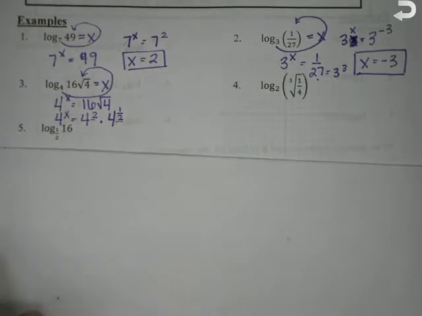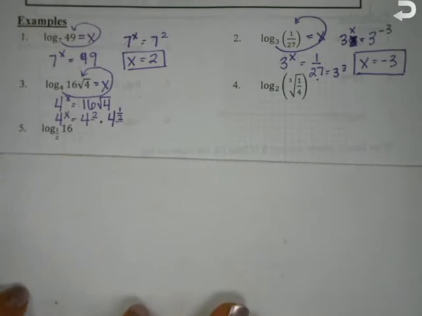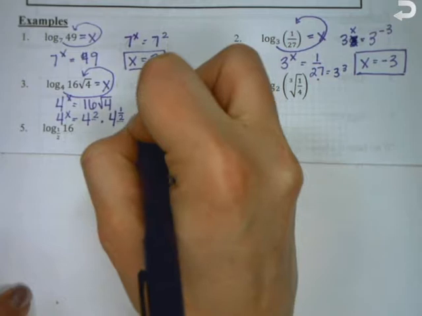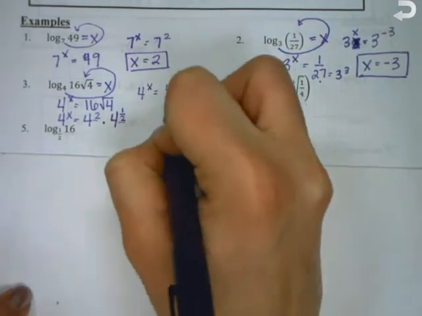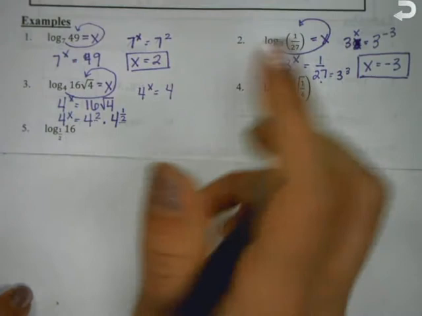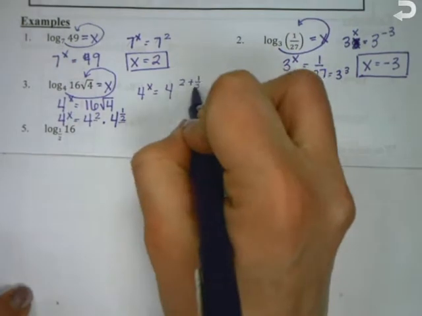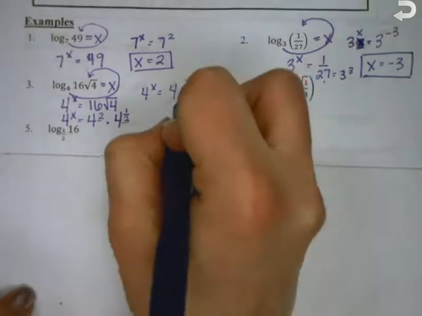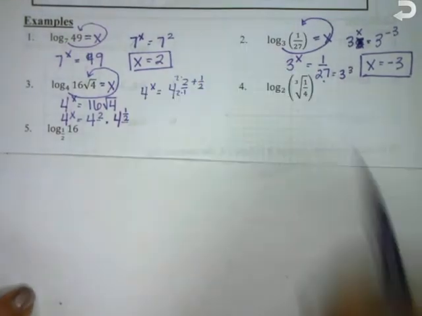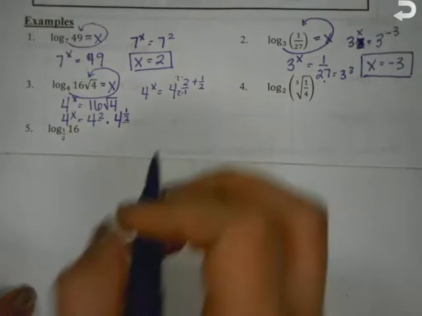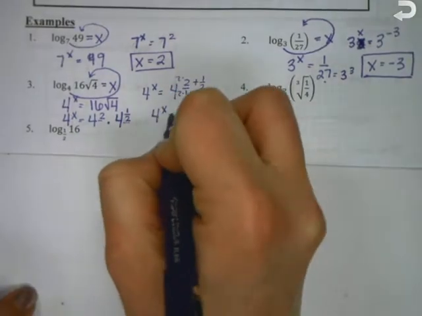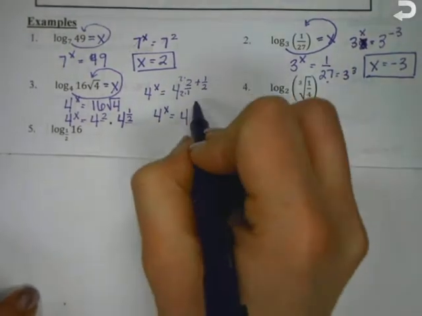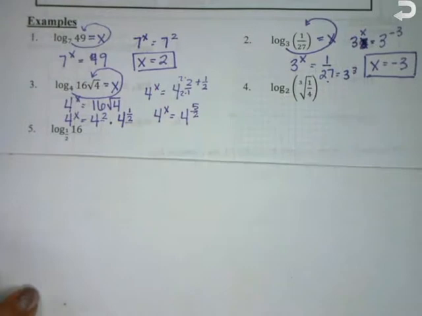So I'm going to rewrite this: 4 to the x equals 4 to the, we want to add these guys, 2 plus 1/2, right? And we need to get a common denominator of 2. So we multiply top and bottom by 2 here. So that is 4 to the x equals 4 to the 5 over 2. Now I can drop the bases, right?